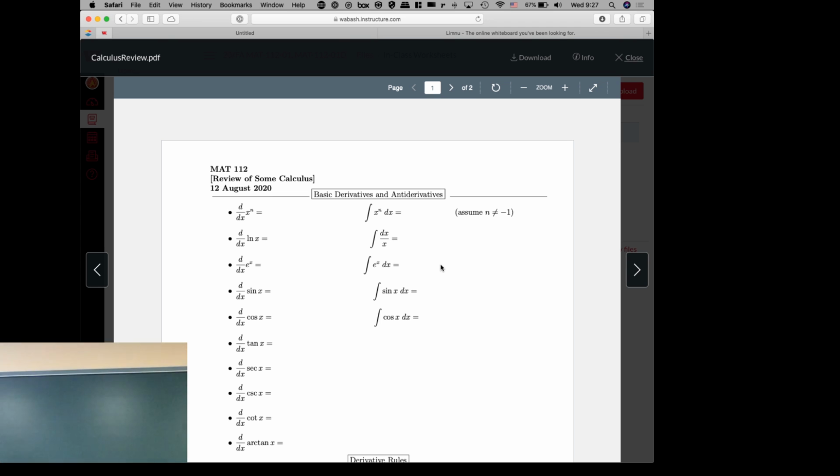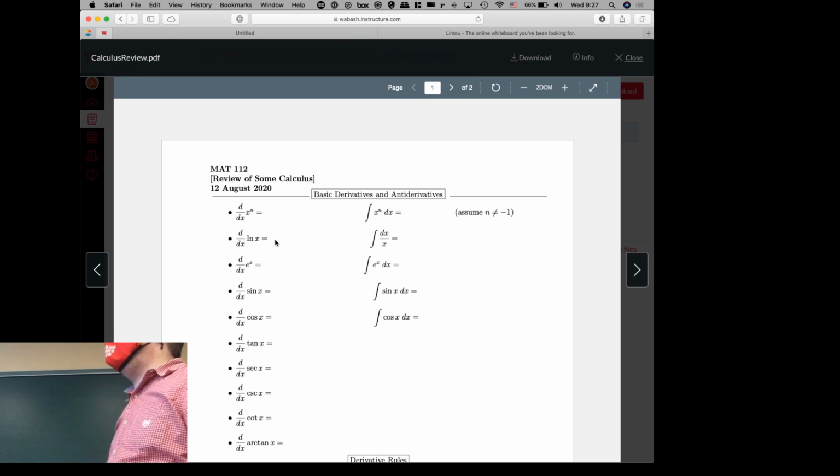Do we remember? Yeah, nx to the n minus 1. And then accordingly, what's the integral of x to the n? Okay, x to the n plus 1 over n plus 1. Now, what's the one problem with that? Well, n can't be negative 1 in that formula, right? Because that would involve a division by 0. But that's where the second line comes in.